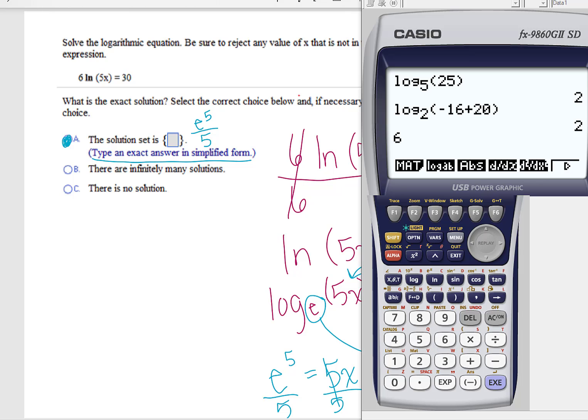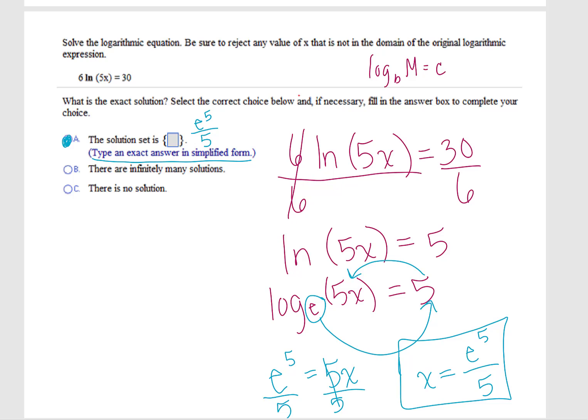So natural log of 5x, so it's being multiplied, right? So 5 times, we said that my x was e to the 5th over 5. I know that looks crazy, and you can look at that and say, oh, but that's simplified because it's being multiplied by 5 and then divided by 5, but I would enter it just as is into the original log. And then it does indeed equal 30. So I know I'm on the right track.